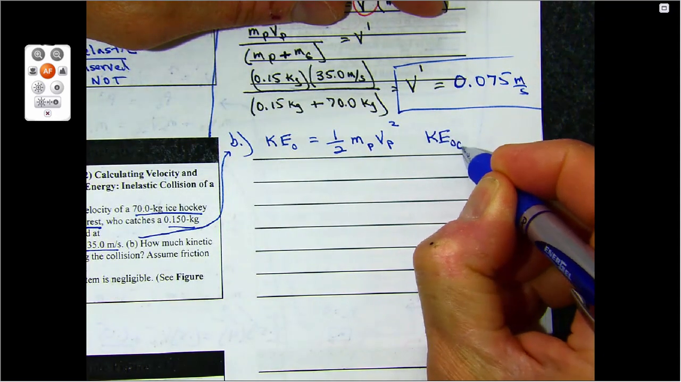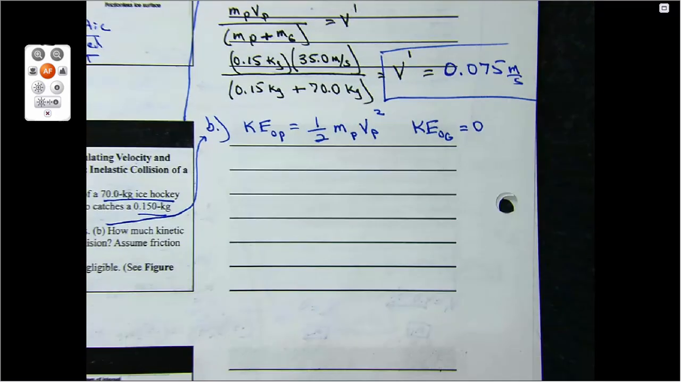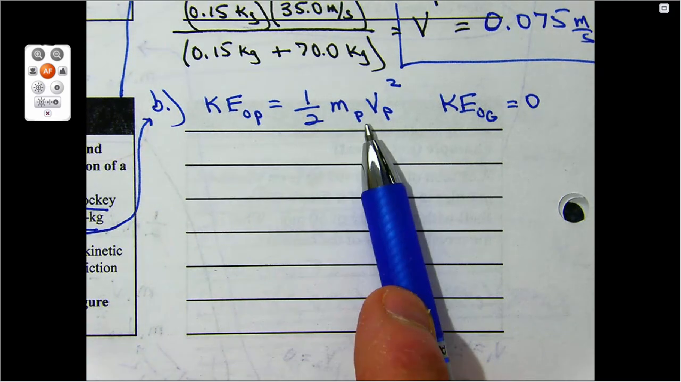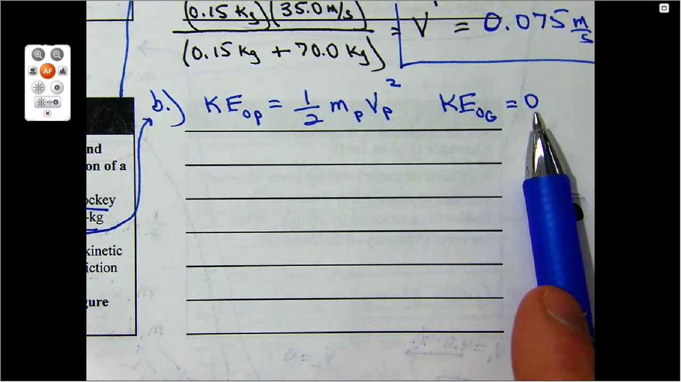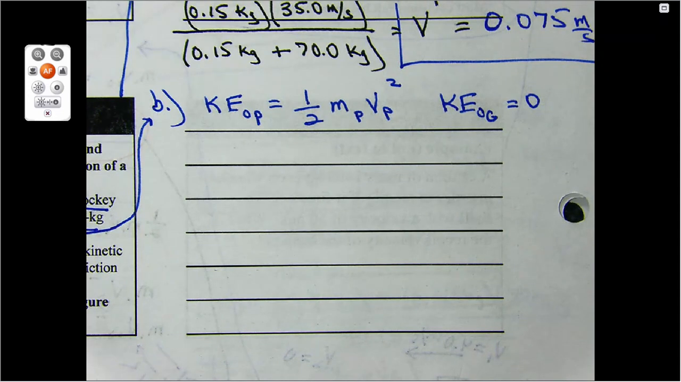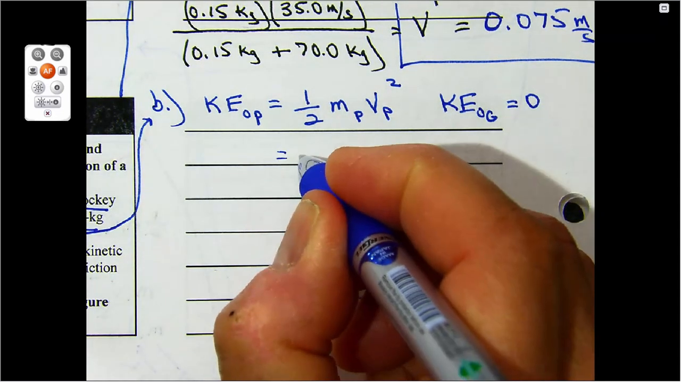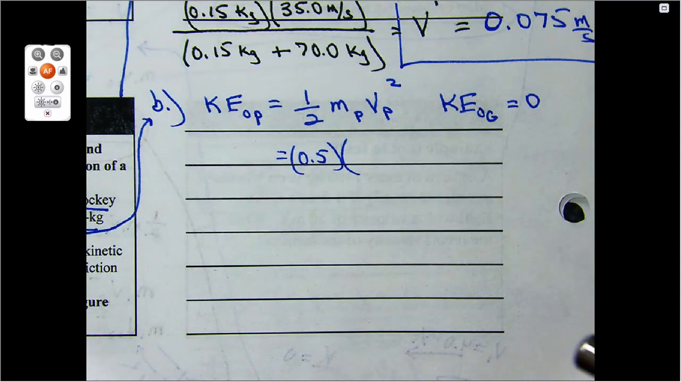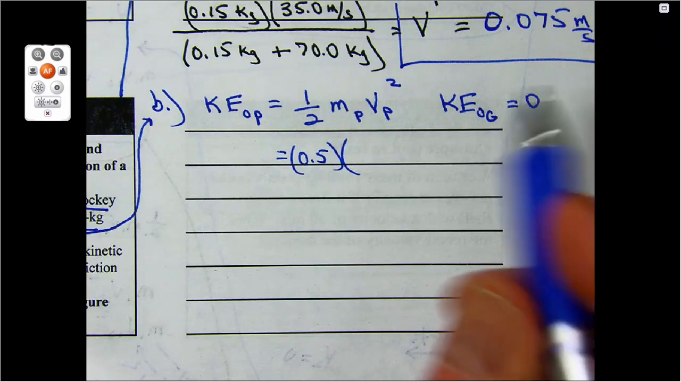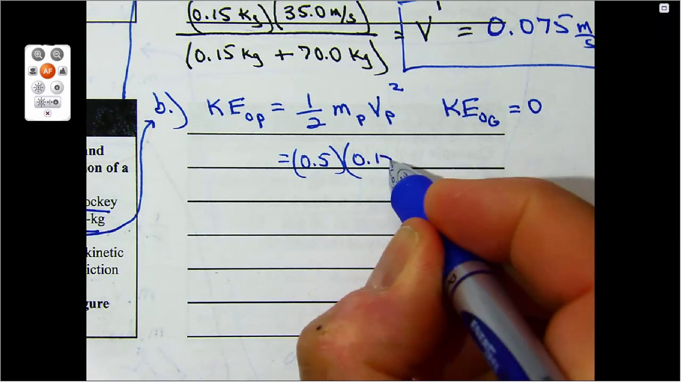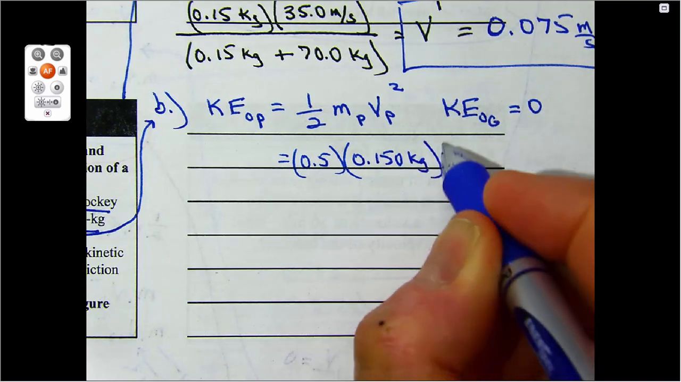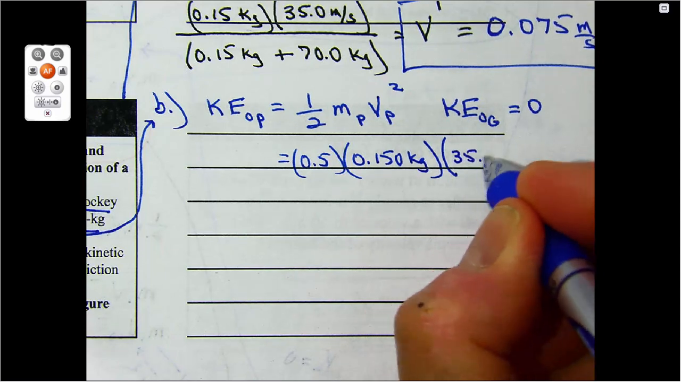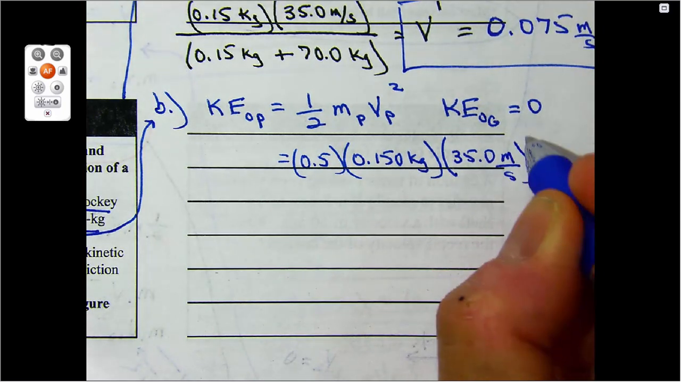I'll put a G here. KE initial puck would be this. Kinetic energy initial goalie would be 0. It's not moving. So we're going to have 0.5 times the puck, which is 0.15 kilograms, and that thing is coming in at 35.0 meters per second, squared.